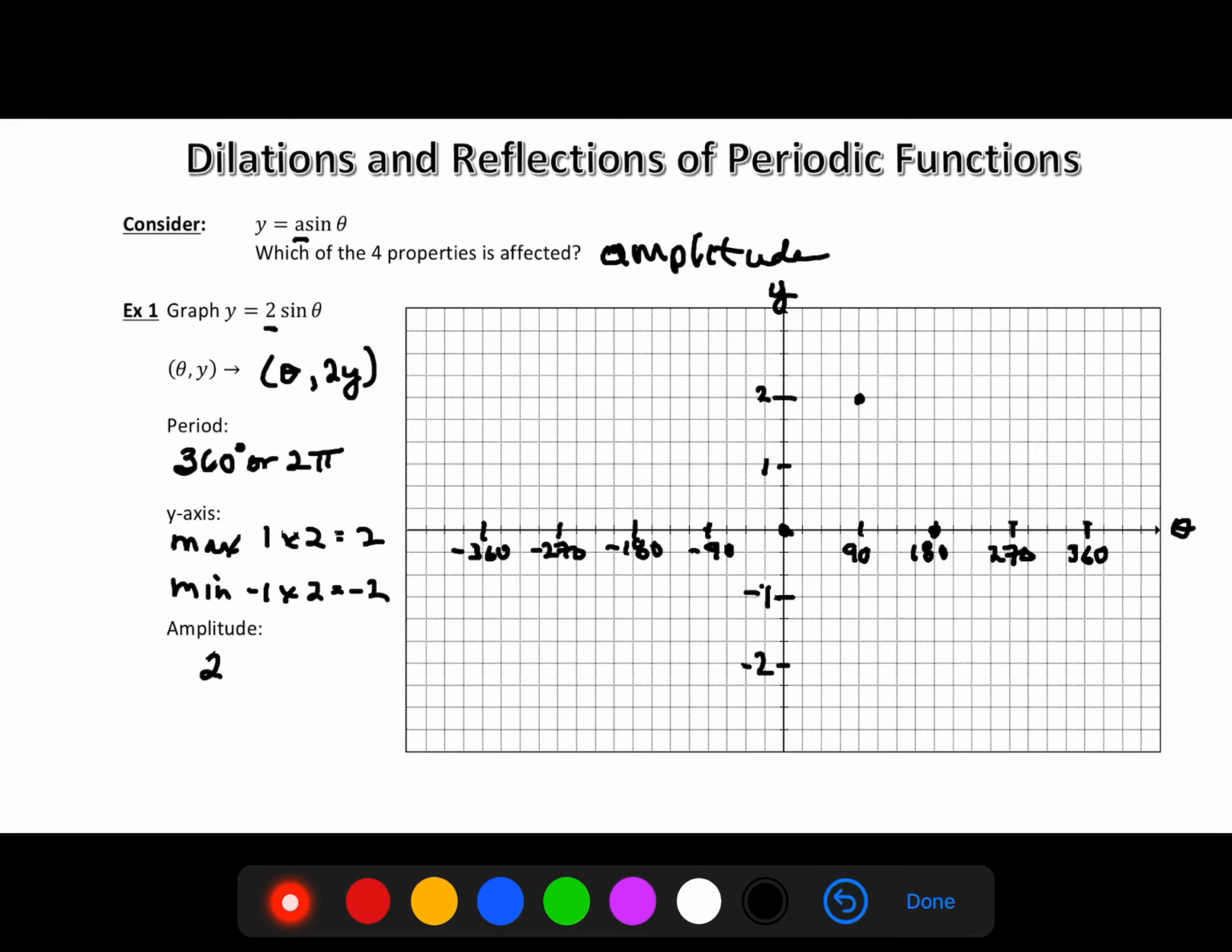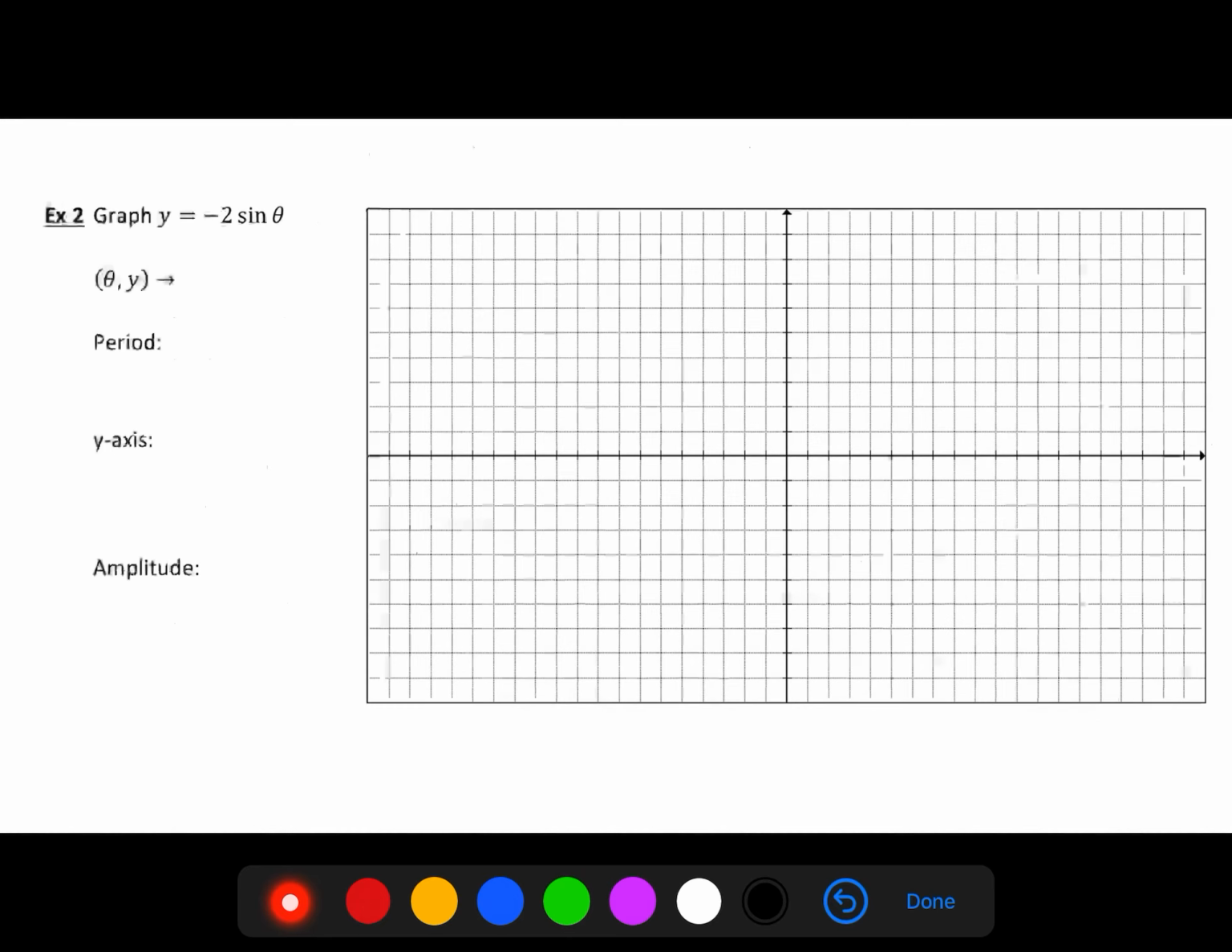And again, starting with our key points, the only difference between our base graph and this graph is that when we go up to our max, we're going up to 2, back to the middle, down to negative 2, and back to 0. And going the opposite direction for our negative pattern. And then we draw a nice smooth curve between our points. And as always, we make sure that we label with our equation.